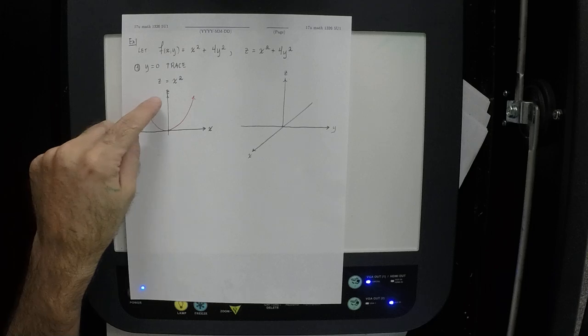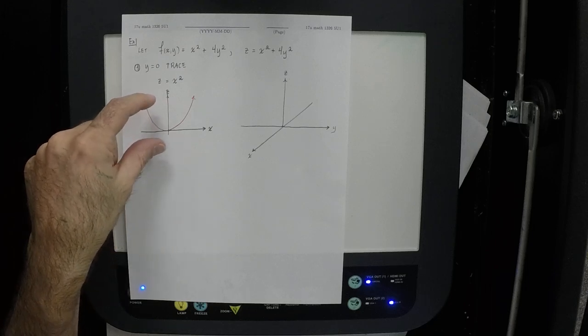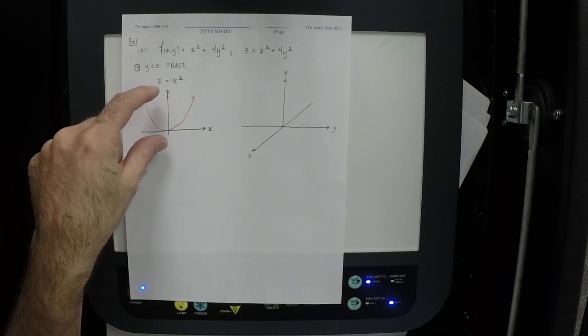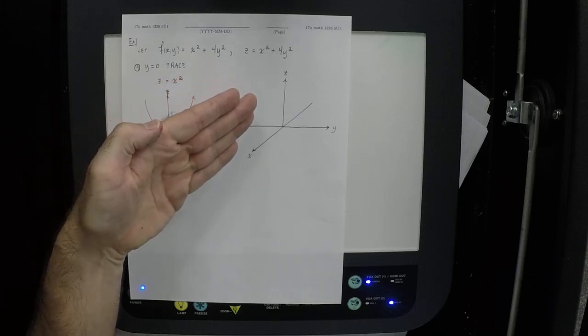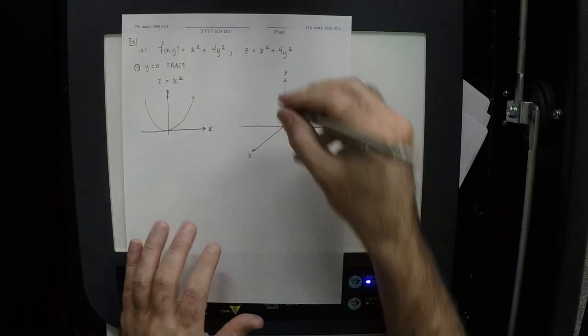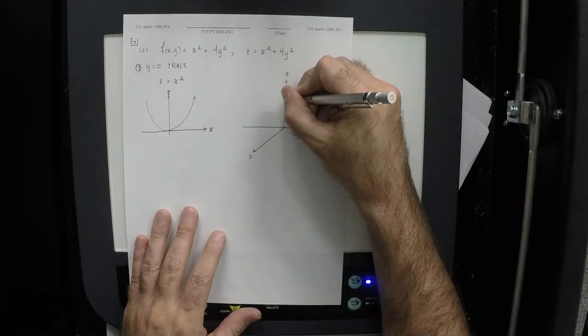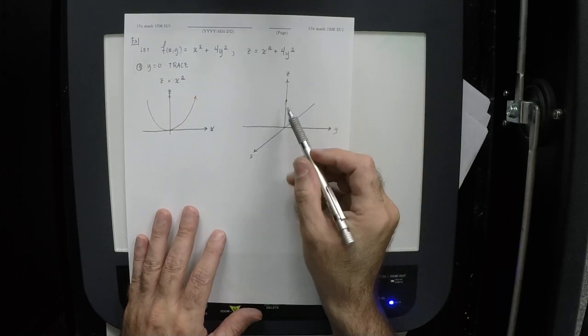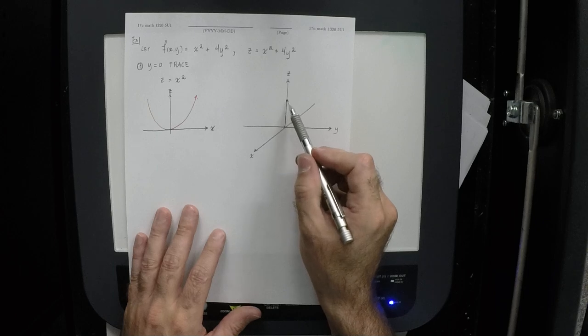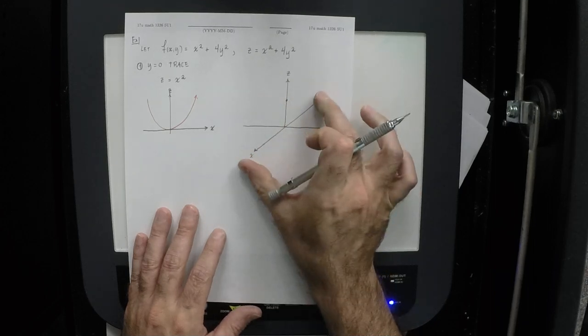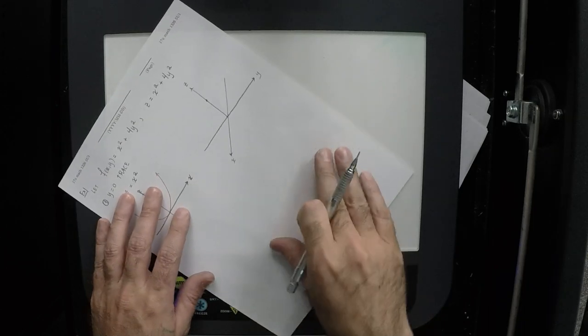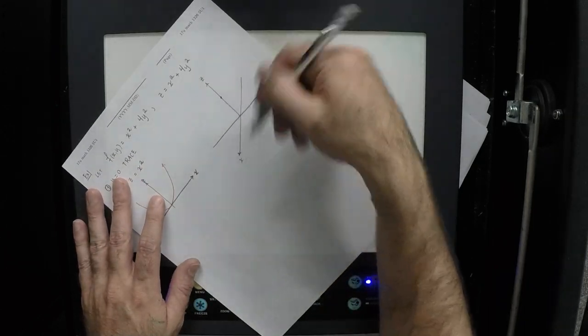Well, it's got to be in the xz plane. So it's got to be in this plane right here. It's coming in and out of the page. So to draw it, here's my suggestion. You decide, okay, that's going to be the tallest it ever gets. So now we're going to draw a line through this point parallel to this axis. The way that I draw parallel lines is I make sure it's pointing toward me.